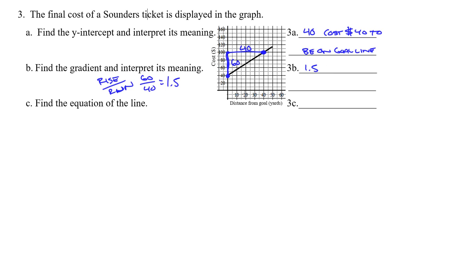And then what does that mean? It's going to cost you an extra $1.50 for every yard you move closer to midfield. So it costs $1.50 per yard to get closer to midfield.